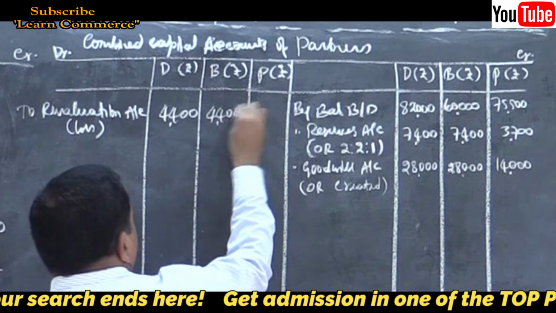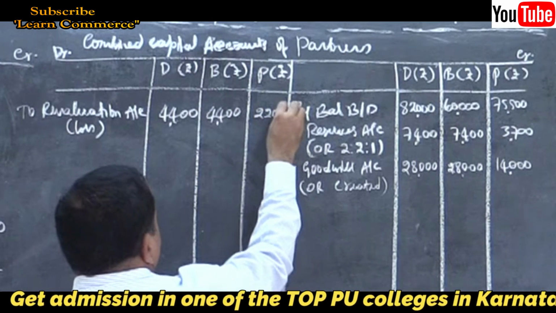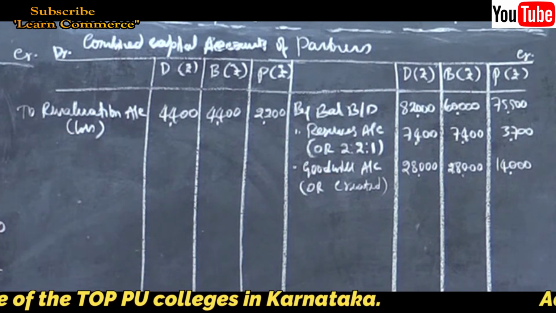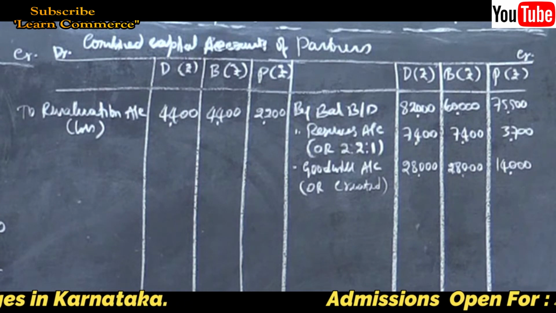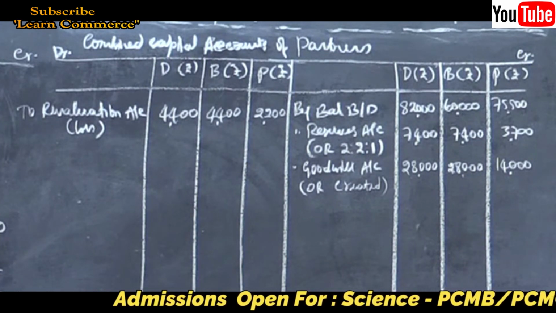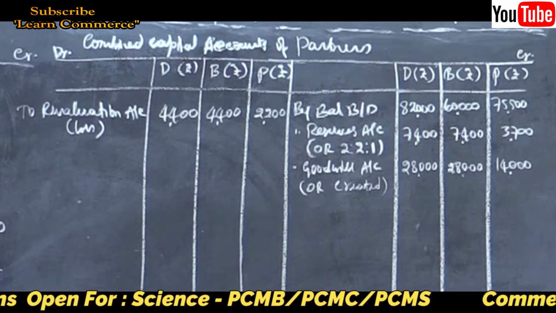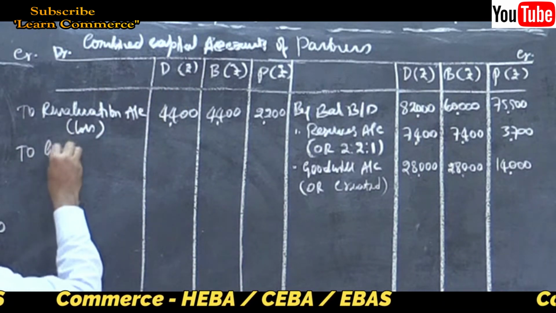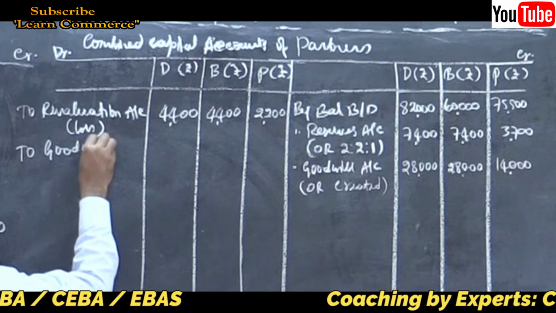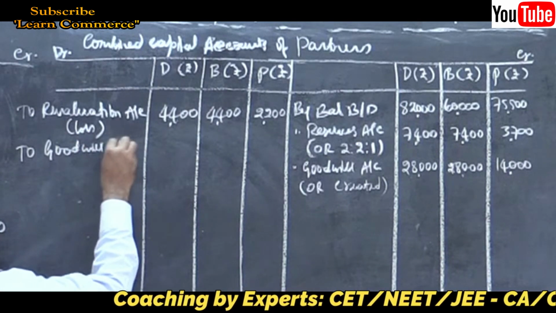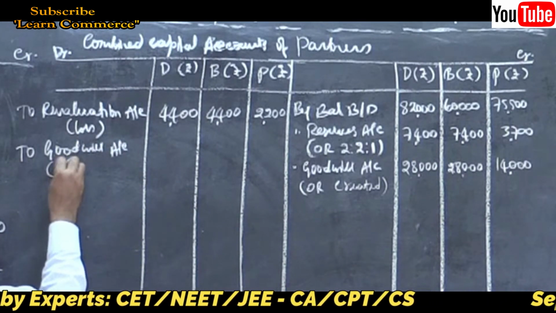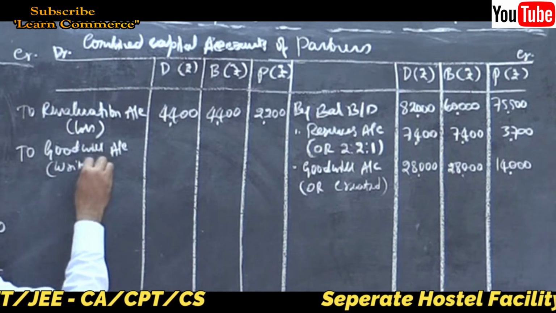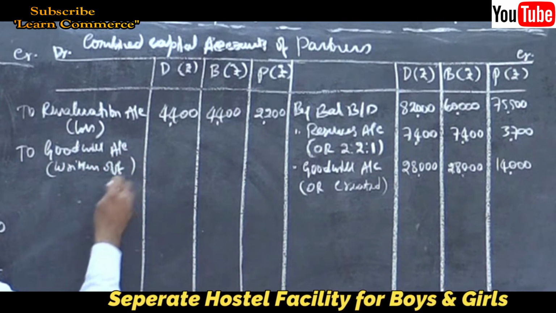4,400 and 2,200. That's all. Then we have to write off the goodwill. Journal entry: continuing partners' capital account debit to goodwill account, written off.